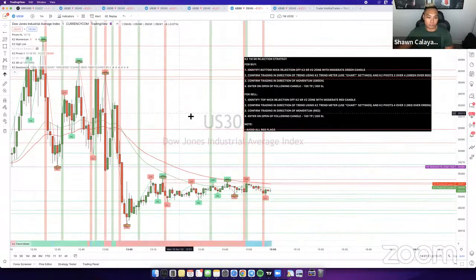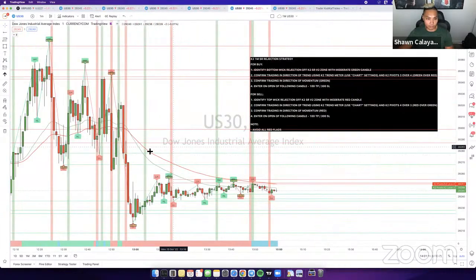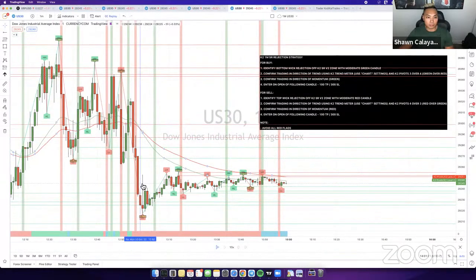since we're getting closer to a directional market, and it's going to allow us to take more entries, applying a lot of our previous strategies that we used to apply. So let's start off with the K2 SR rejection strategy here. Let me see if I could find an entry here. I think there's one right here.